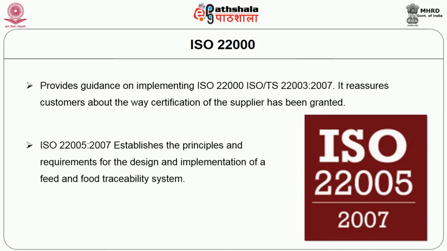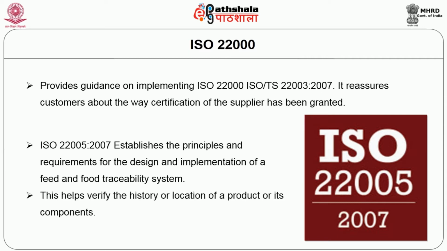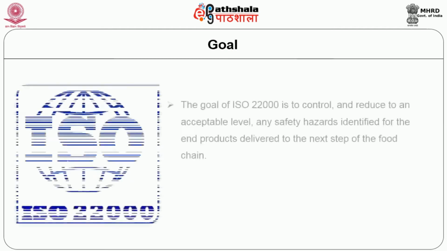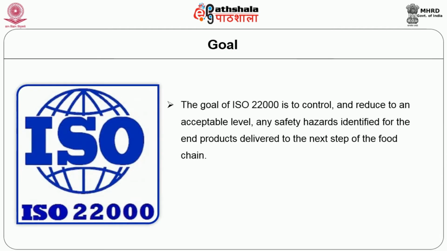22005-2007 establishes the principles and requirements for the design and implementation of a feed and food traceability system. This helps verify the history or location of a product or its components. Coming to the goal of ISO, the goal of ISO 22000 is to control and reduce to an acceptable level any safety hazards identified for the end products delivered to the next step of the food chain.